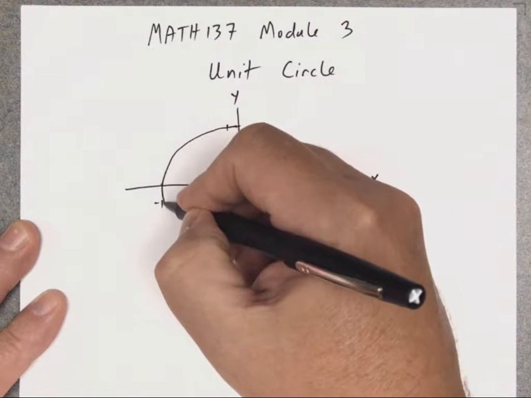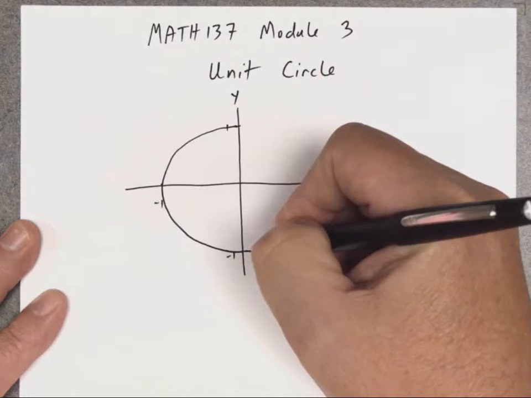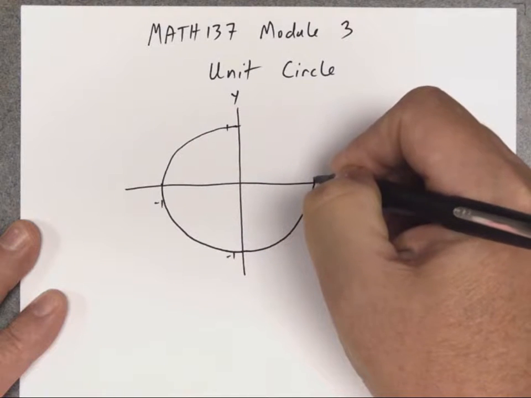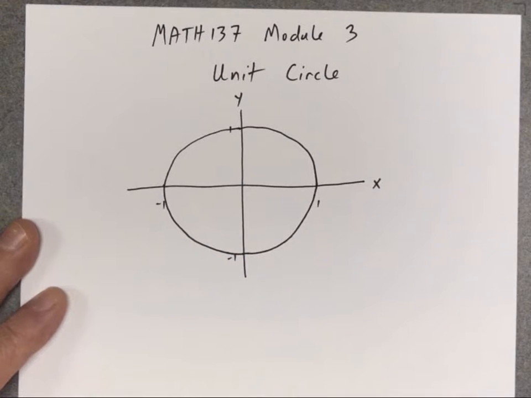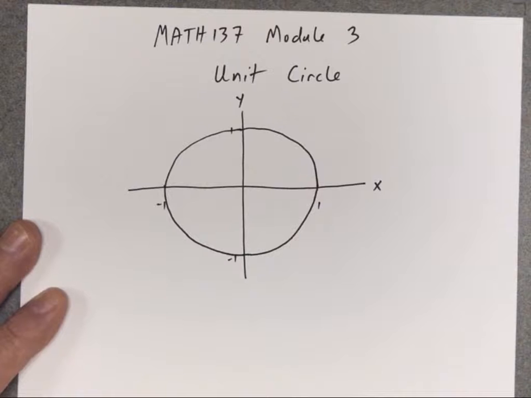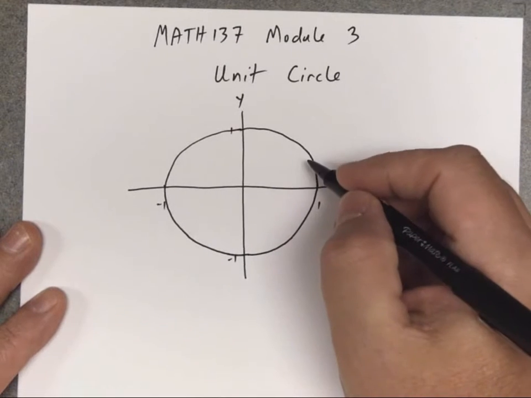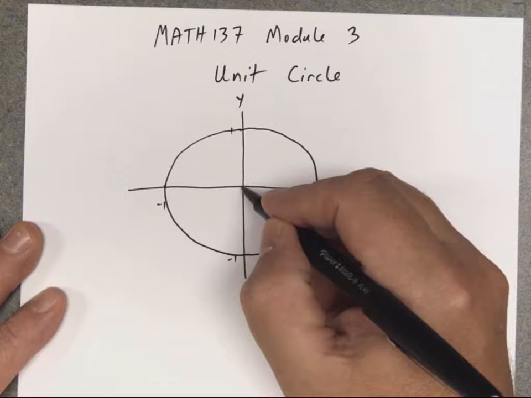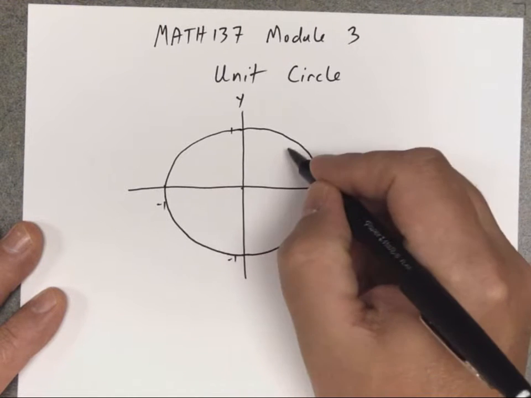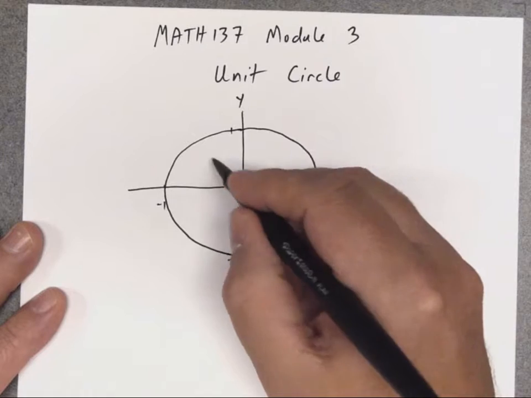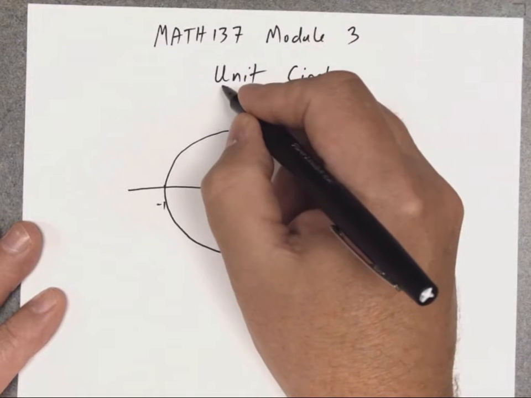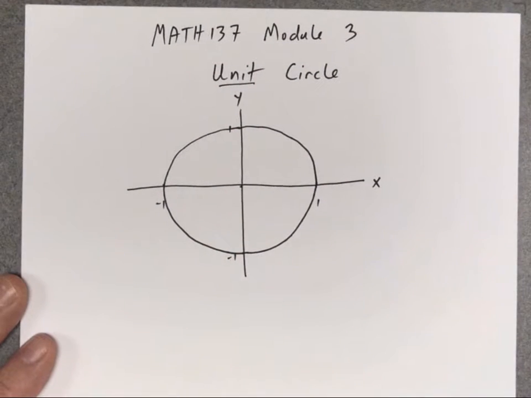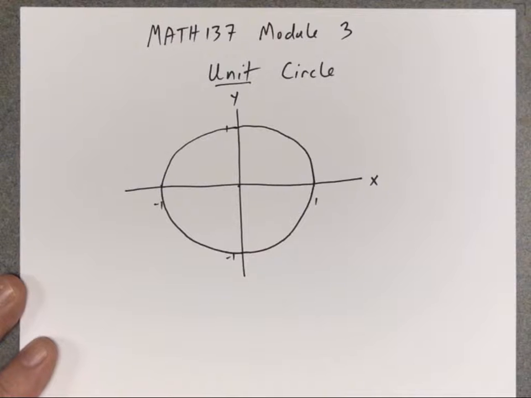It's hard to draw a nice perfect circle, but not perfect, hopefully close. So I've now drawn this circle on my graph where the radius is 1. In other words, the distance from the origin to any point on this circle, that distance is 1. And that's why we call it a unit circle. When you use the word unit in math, usually the word unit means 1. So this is a circle of radius 1.